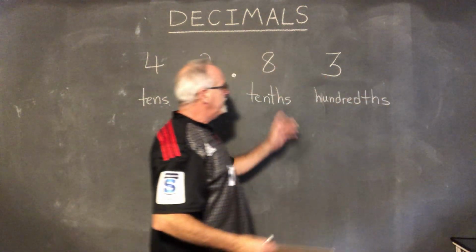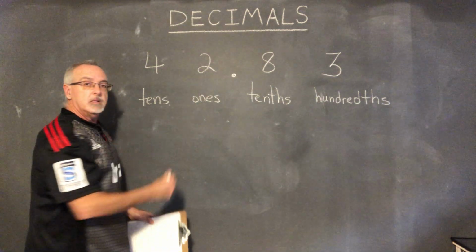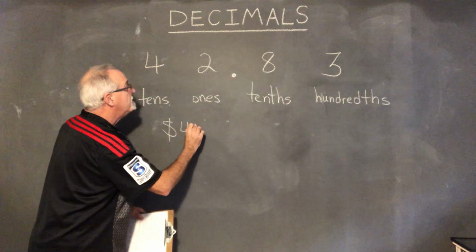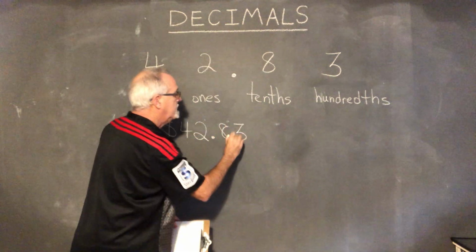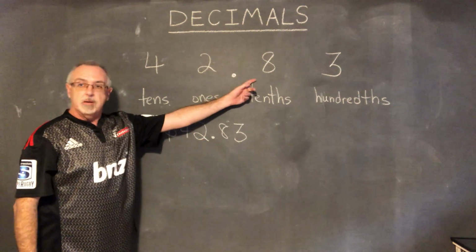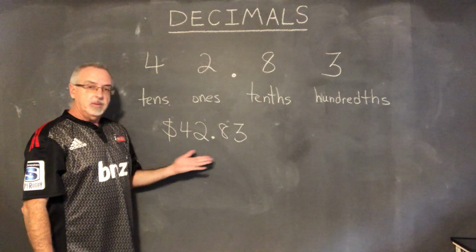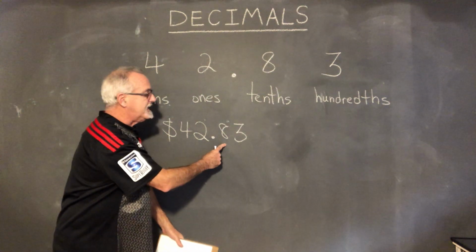Now, without erasing this, I'm going to mention money. And I'm going to use the same number. So the value, $42.83, of course, is the same number that I have up here. And therefore, in this little example of money, we are using the tens position, the ones position, the tenths position, and the hundredths position.